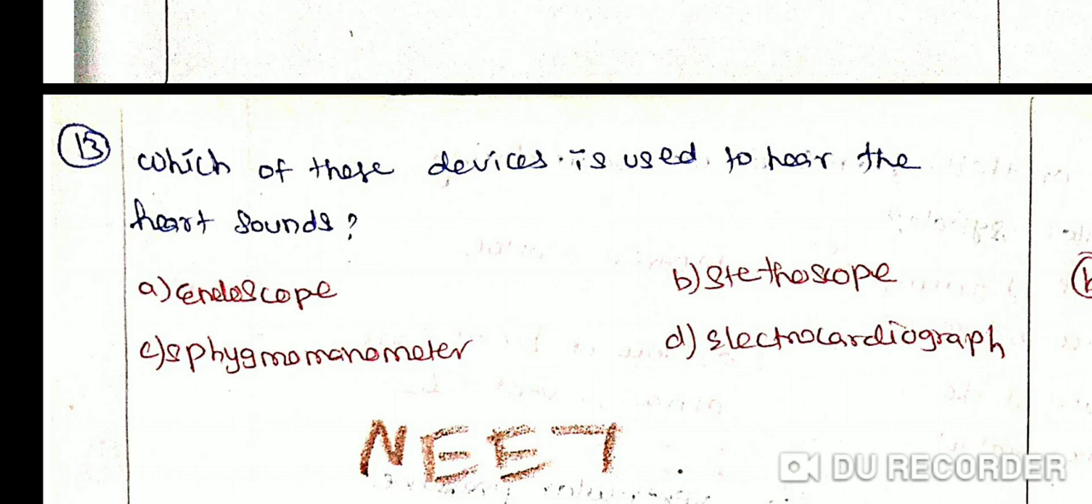Which of these devices is used by the ear to hear the heart sound? Option A endoscope, option B stethoscope, option C sphygmomanometer, option D electrocardiograph. The correct answer is option B, stethoscope. The heart makes two sounds, termed lub and dub, which can be audible to the human ear with the help of an instrument known as the stethoscope. These sounds are important for clinical diagnosis.